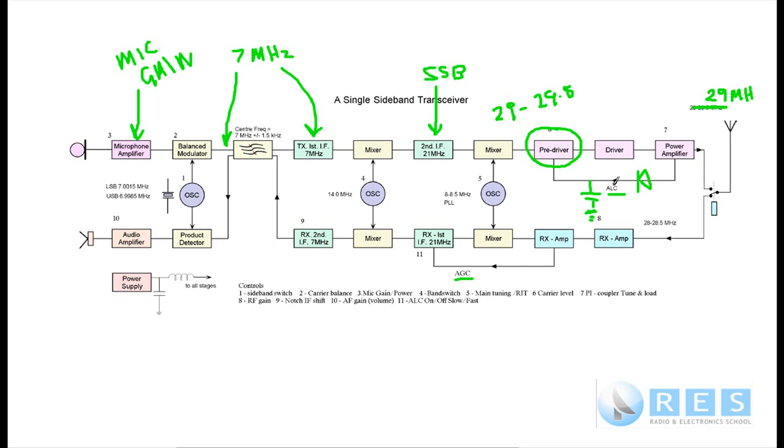That's what ALC is. AGC, on the other hand, prevents the receive amplifiers from being overloaded by strong signals. ALC prevents the transmitter's power amplifiers from being overloaded by a silly radio operator turning his mic gain up too far.